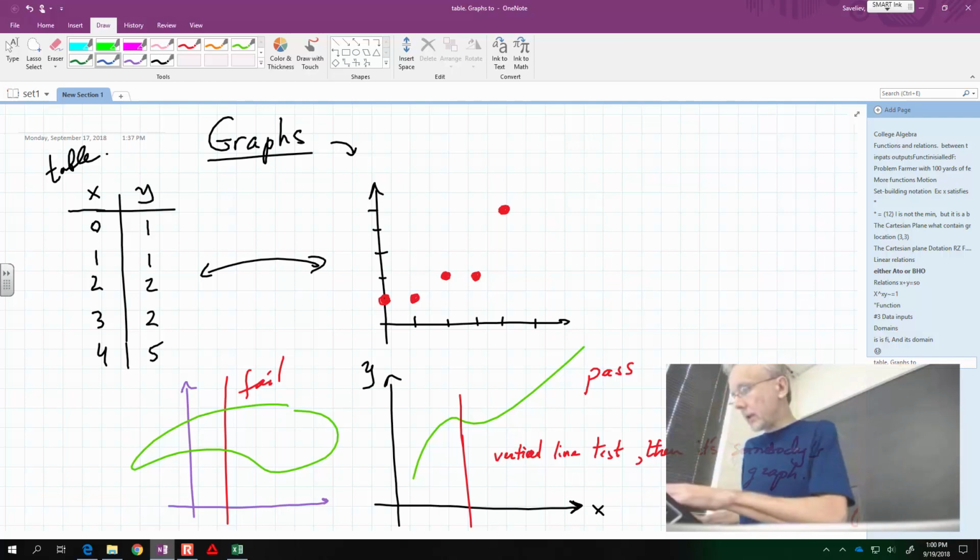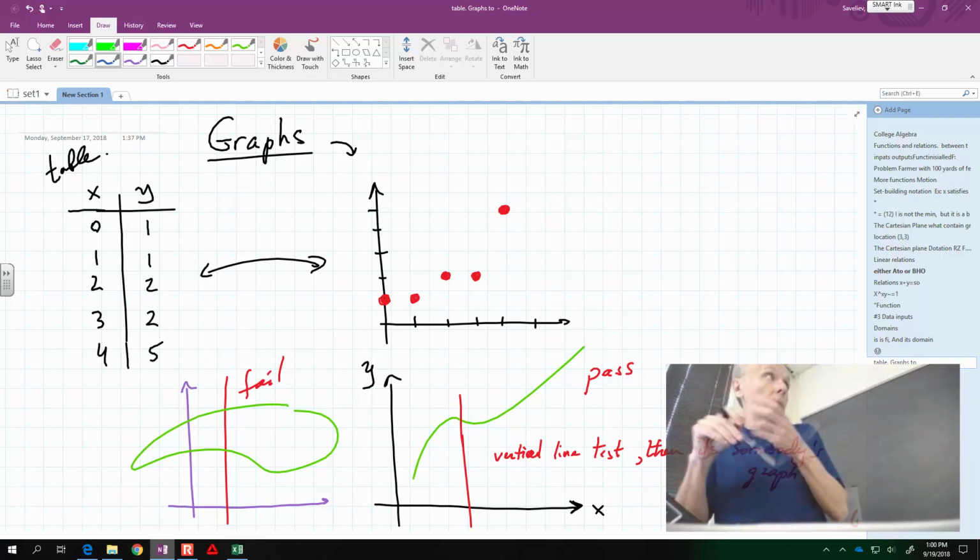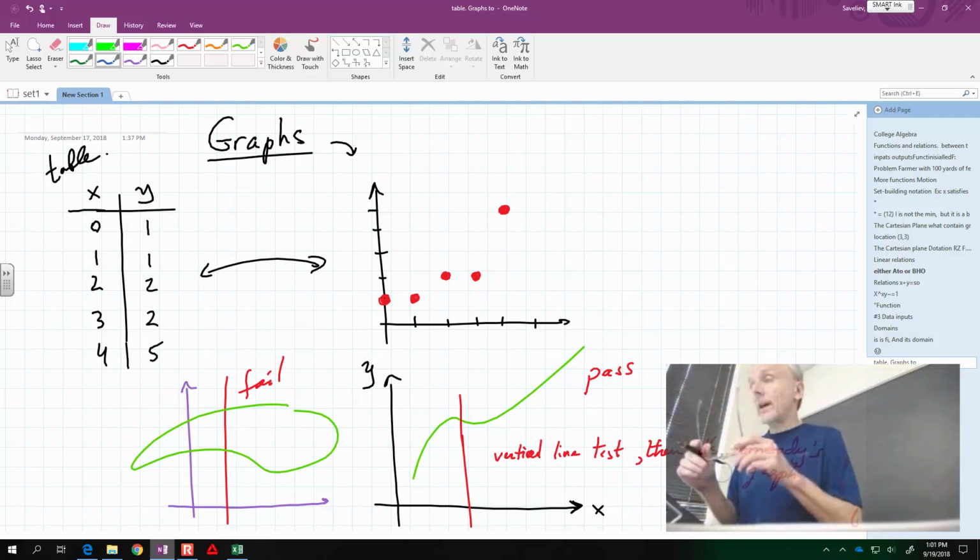So graphs are big in math and elsewhere. Wherever you see any kind of quantitative analysis, you end up seeing a lot of graphs, sometimes several graphs on one xy plane. There is a terminological subtlety here, and that is the graph versus a graph.